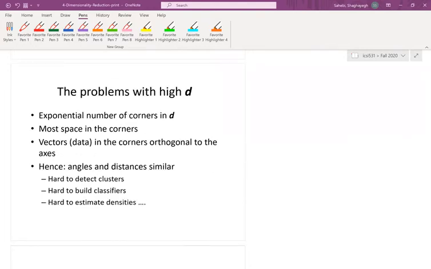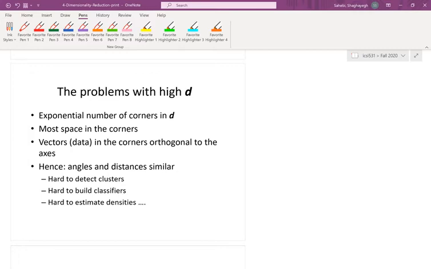So we know the problems of working with data that is high dimensional. We know that when data is high dimensional, as d, where the dimensionality of data goes to infinity, we are going to have exponential number of corners in different dimensions. And we can see that most of the space, as d goes to infinity, is going to be in the corners. And we are going to have infinite number of diagonals in the space that they are all orthogonal to each other. So the vectors or the data that are going to be in the corners are all orthogonal to the axis and to each other.